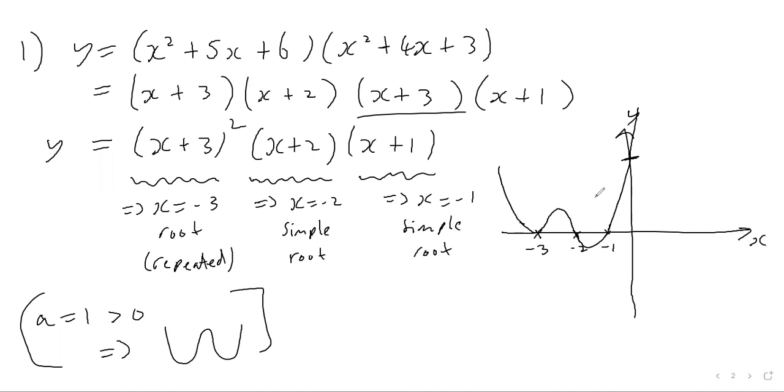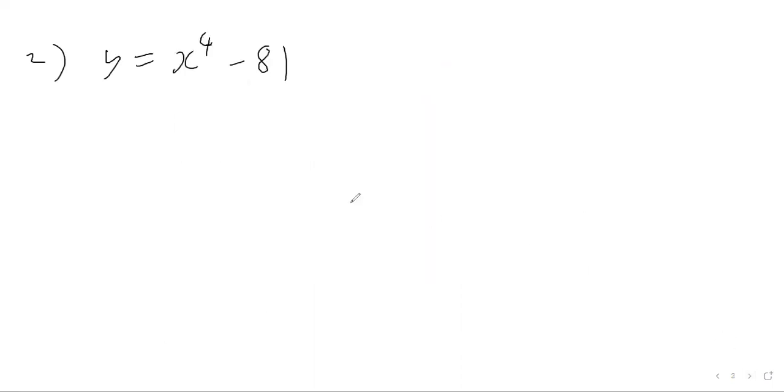And what would this y-intercept be? Well, it's just going to be the product of these two numbers there. So 6 times 3 is 18. So you're going to have a y-intercept at 18. So yeah, that's what this sketch would look like. Again, a repeated root of minus 3, and then these two simple roots at minus 2 and minus 1. Okay, great. Let's go to the next example.